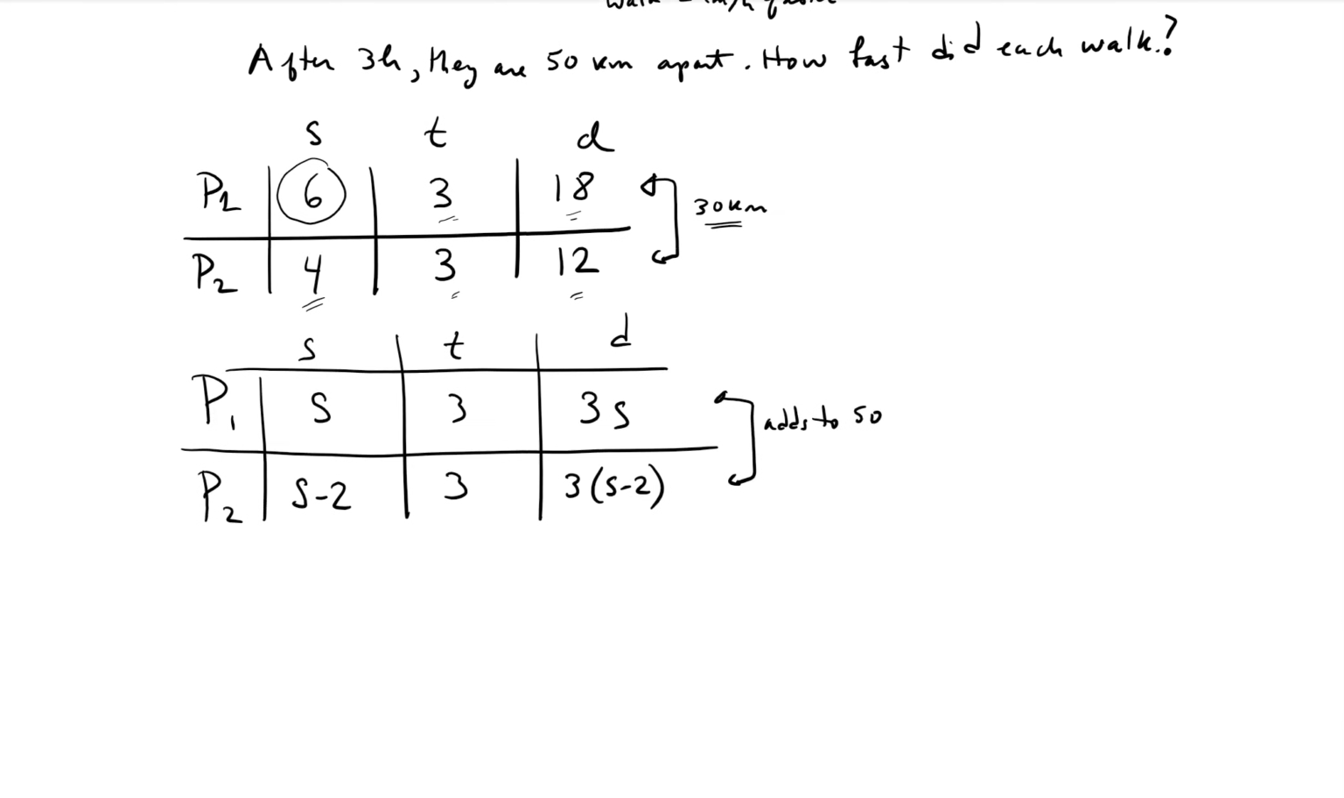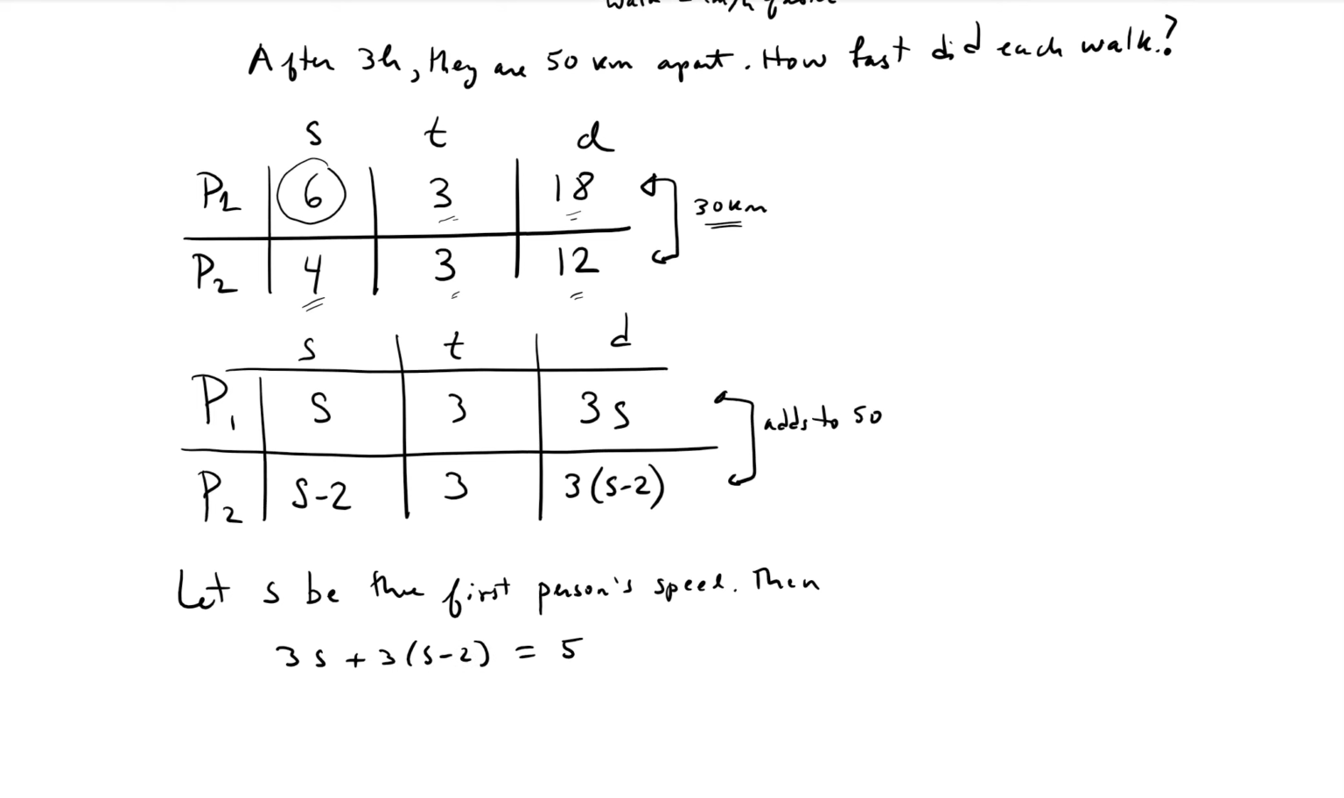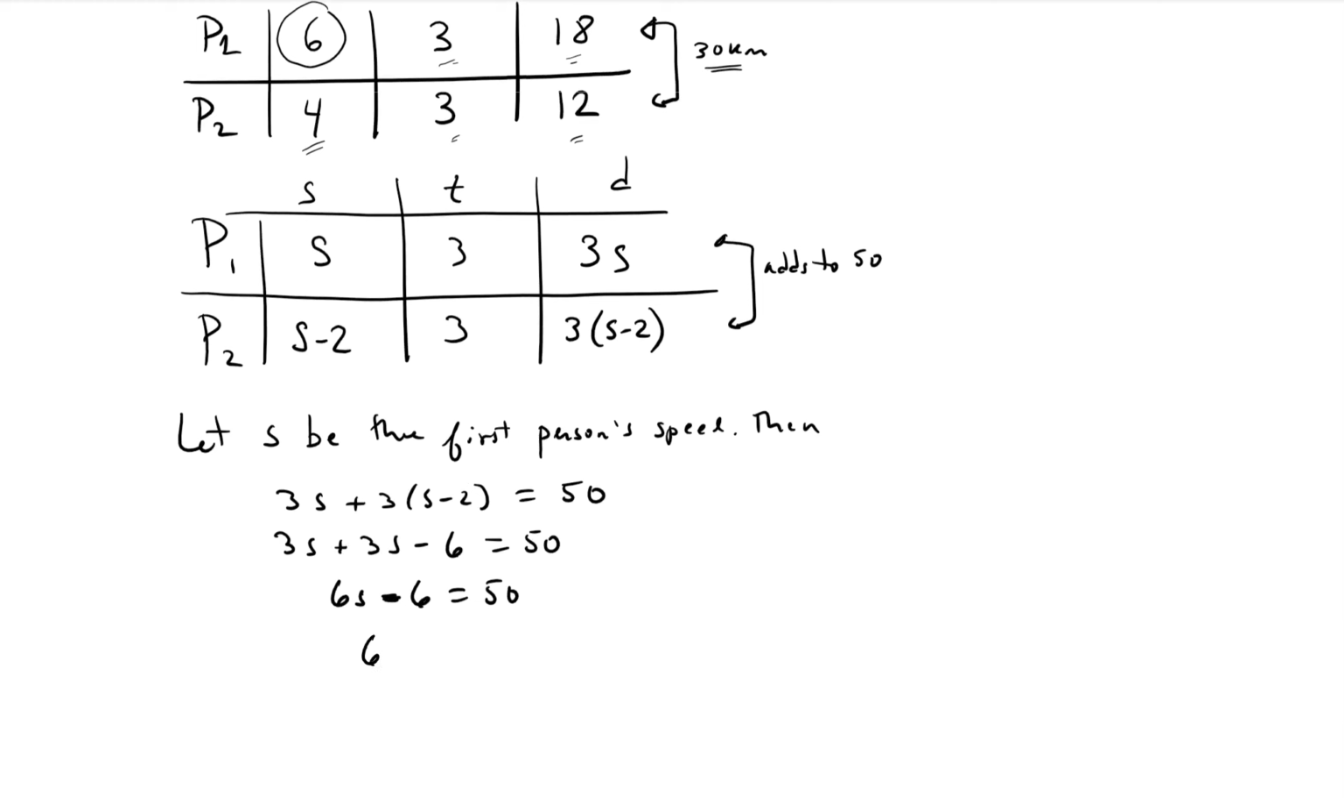So let's try to solve this. We're going to say let s be the first person's speed. Then we need 3s plus 3 times (s minus 2) to be equal to 50. So that's 3s plus 3s minus 6 is 50. So that's 6s minus 6 is 50. So 6s is 56. So s is 56 over 6, which is 28 over 3 kilometers per hour.